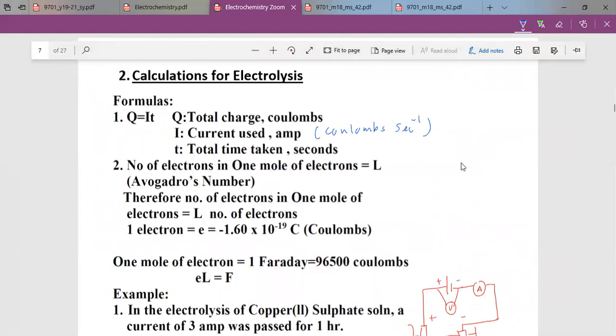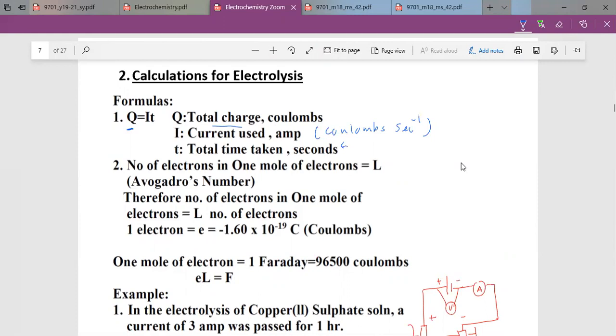So a few formulas you need to know. Q equals IT, Q is the quantity of the total charge used during electrolysis, the charge in coulombs. I is the current in amperes, coulombs per second. T is the total time taken in seconds, always in seconds. So you convert hours or days or minutes to seconds, okay?